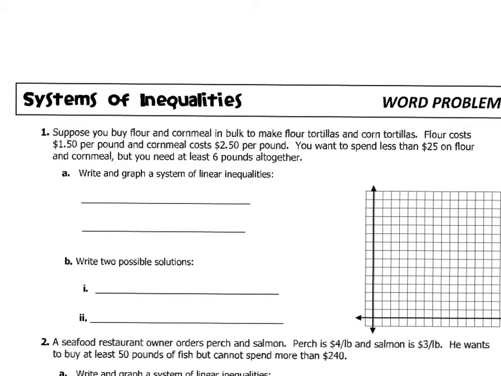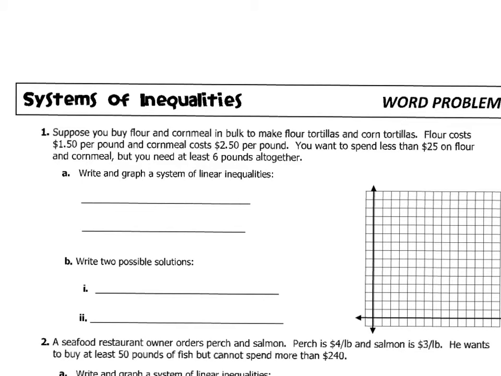Suppose you buy flour and cornmeal in bulk to make flour tortillas and corn tortillas. Flour costs $1.50 per pound, and cornmeal costs $2.50 per pound. You want to spend less than $25 on flour and cornmeal, but you need at least 6 pounds altogether.